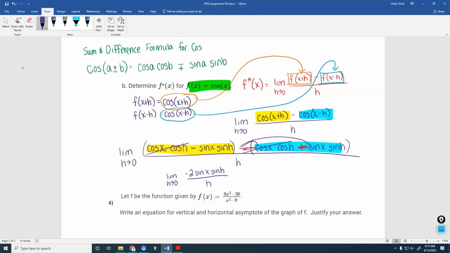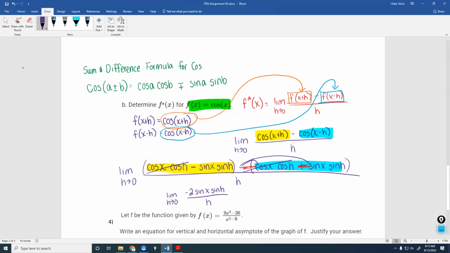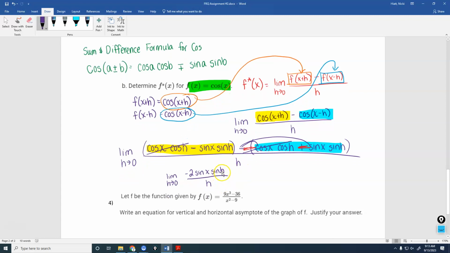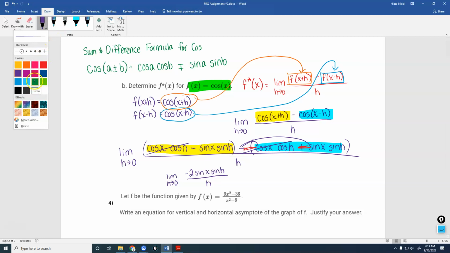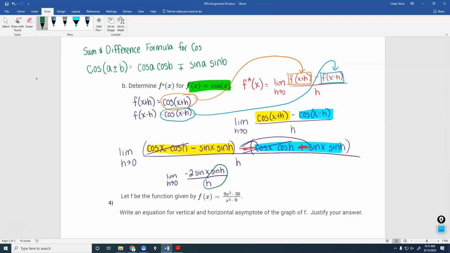Okay, this is going to pull out something else we've probably forgotten. Because if I plug in 0 right now, I get sine of 0 is 0 and h is 0, and I still get 0 over 0. But, does anybody see where we go from there? This right here is going to be 1.